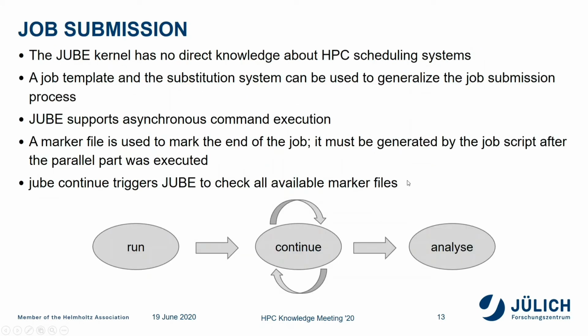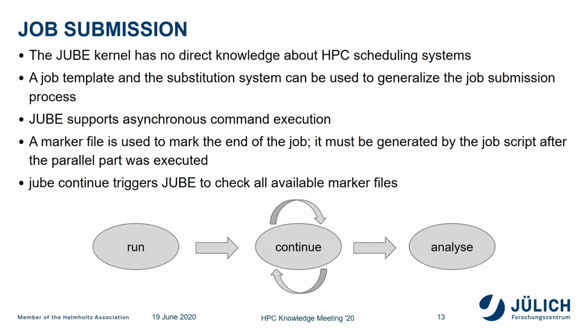But of course, this was just on a local system, and we are dealing with HPC systems here. So how to deal with job submission and asynchronous execution due to the HPC setups? The first important point is the JUBE kernel has no direct knowledge about HPC scheduling systems at all. Within the first version of JUBE, we took care of all the different schedulers out there. However, this is a very difficult task because there are many options you have to take care of, and all these schedulers change over time, so you have to adapt your approach more often.